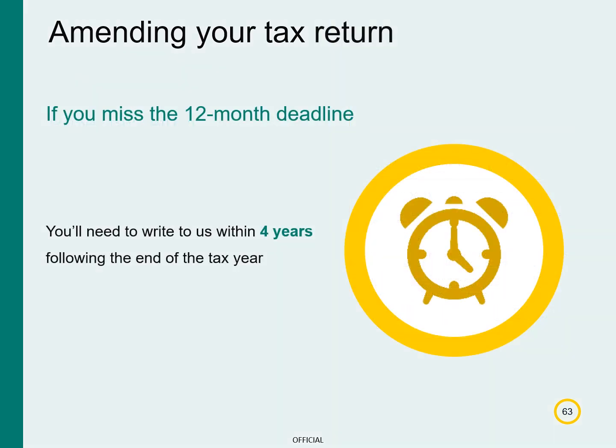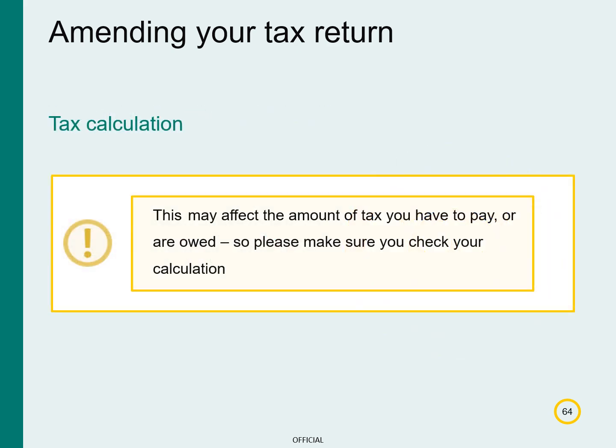If you miss the 12-month deadline, you'll need to write to us within 4 years following the end of the tax year to which the tax return relates. Just to remind you, this may affect the amount of tax you have to pay or the amount we have to refund too. So please make sure you check your calculation.